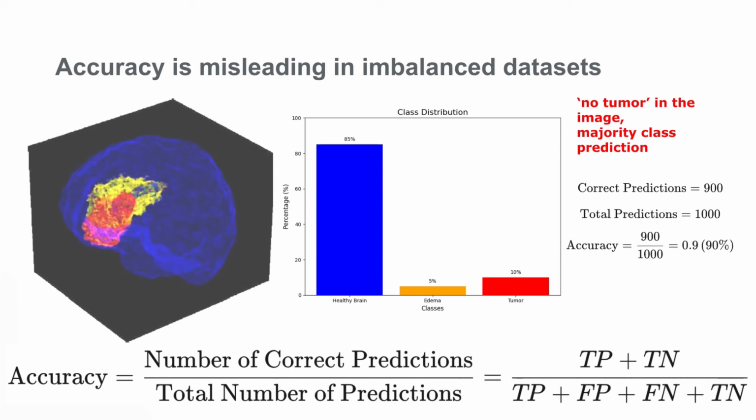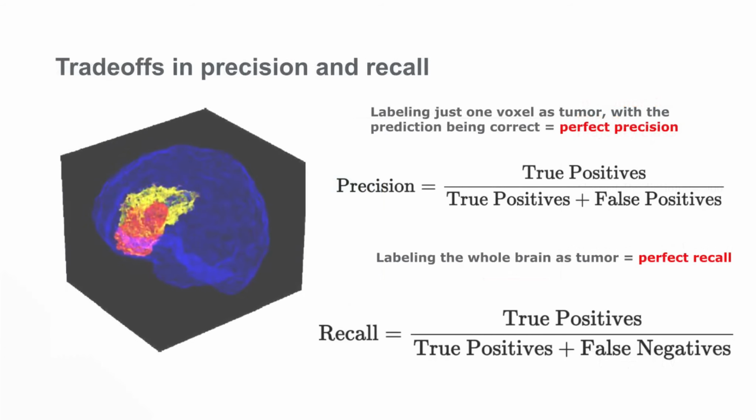In cases like this, we use other metrics that are focused not only on the hits, meaning not only true positives plus true negatives like what we have in accuracy, but they're going to focus more on the individual classes. So we're going to have a positive class for tumor that is going to be evaluated separately from the positive class for edema and the positive class for healthy brain. And let's understand these two metrics, precision and recall.